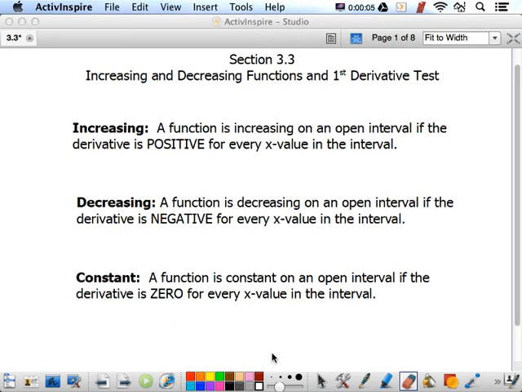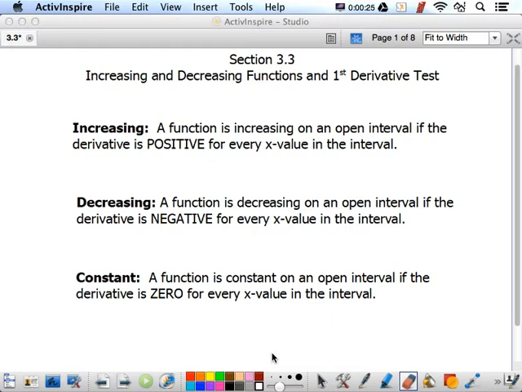Functions and the first derivative test. So the first thing we're going to do is define what increasing, decreasing, and constant mean. We say a function is increasing on an open interval if the first derivative is positive for every x value in the interval. So we're going to define it from a calculus standpoint.